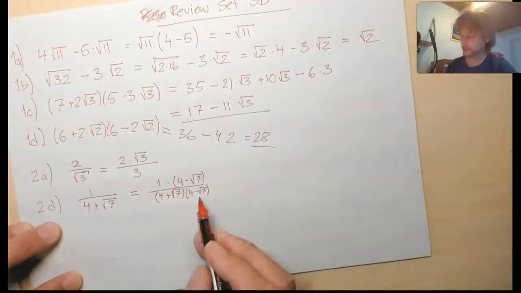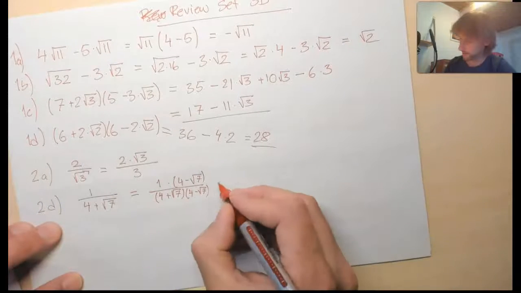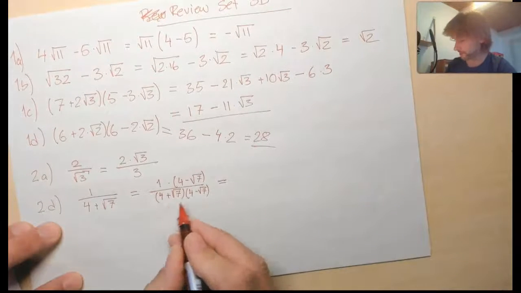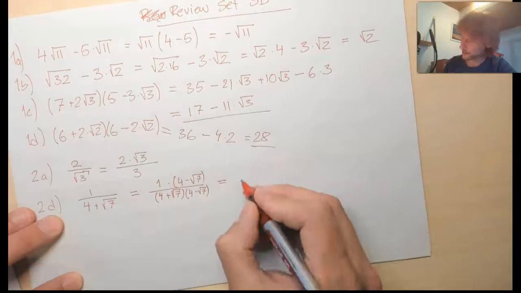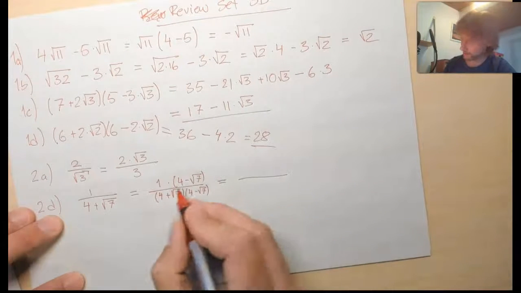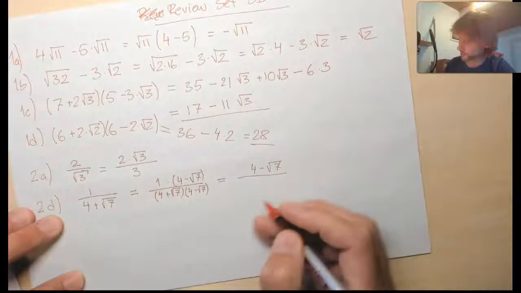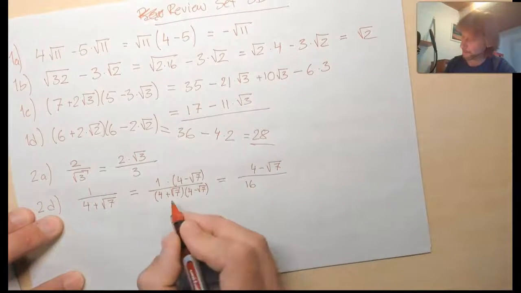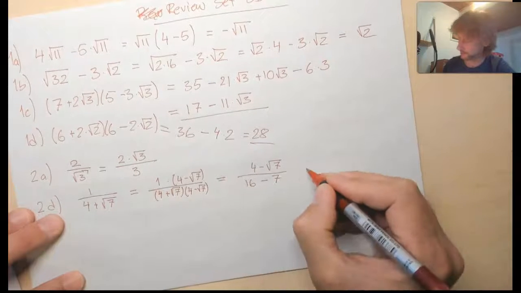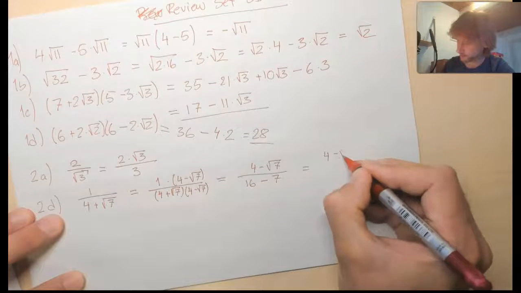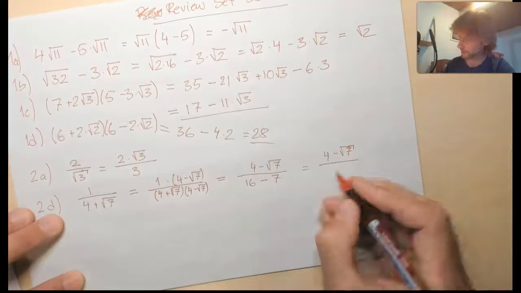Because then something is going to happen that is the same that happened up here in 1d. In the denominator we are going to have the sum of two terms multiplied with the difference of the two terms, and that's just going to be, so up here we just get 4 minus the square root of 7, and down here we get 4 squared, that's 16, minus the square root of 7 squared, which is 7. So altogether 4 minus the square root of 7 over 9.